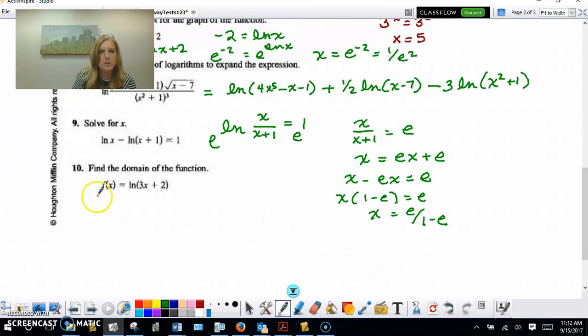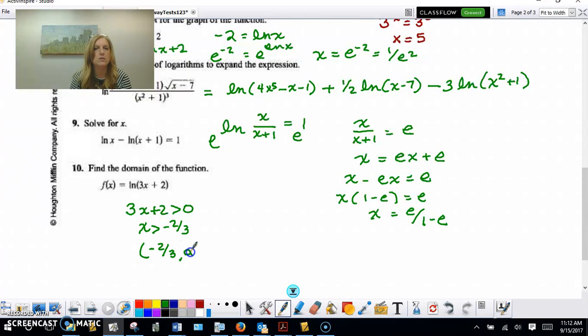All right, and our last problem is find the domain of the function, which is the log. You cannot take the log of 0 or a negative. So what's inside has to be greater than 0. So x would have to be greater than negative 2/3. So our domain, negative 2/3 to infinity. All right, so there's our gateway test for exponents and logs.